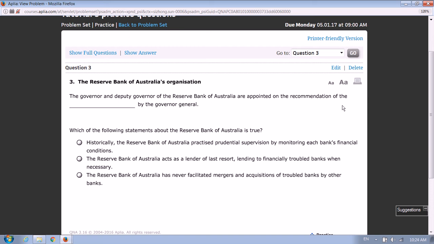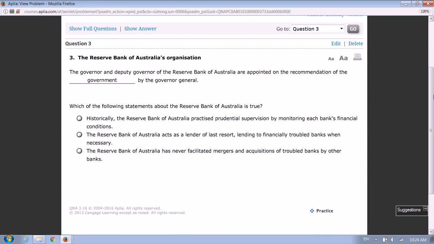The governor and deputy governor of the Reserve Bank of Australia are appointed on the recommendation of the government by the Governor General. Which of the following statements about the RBA is true?